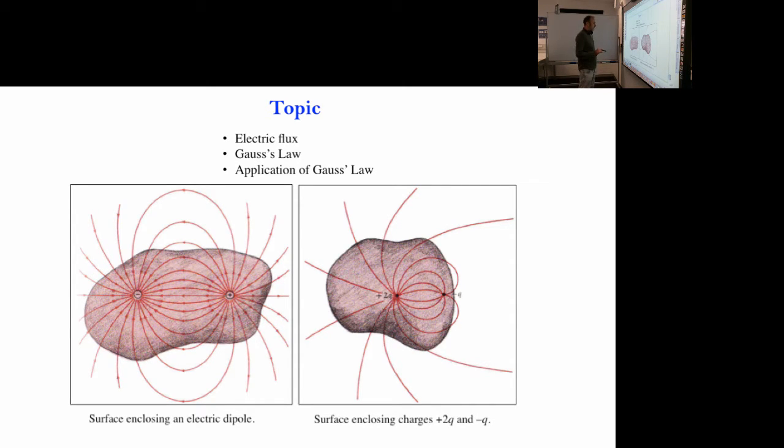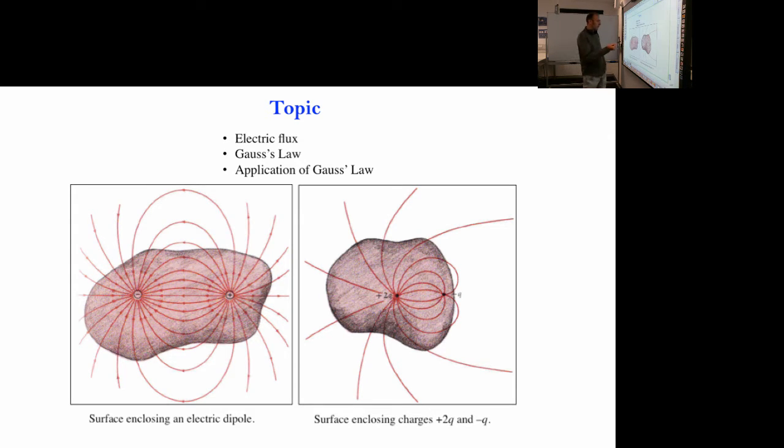On the left-hand side, we have a surface which encloses an electric dipole. That means it has a positive and negative charge of equal magnitude. On the right-hand side, we've got two charges, but this time the positive charge is twice as large as the negative charge. When we have an electric dipole, the same number of field lines leave through the surface as come back into the surface, going from the positive charge to the negative charge. So the overall net flux here is equal to 0.